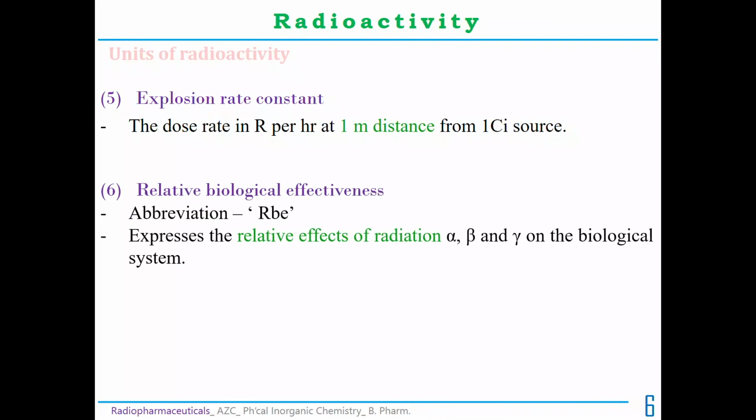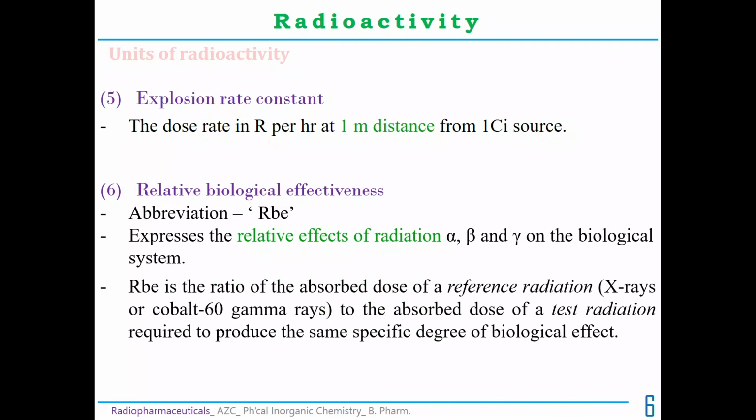Relative biological effectiveness. Abbreviation is RBE. It expresses the relative effects of radiation, alpha, beta, and gamma, on the biological system. RBE is the ratio of the absorbed dose of a reference radiation, X-rays or cobalt-60 gamma rays, to the absorbed dose of a test radiation required to produce the same specific degree of biological effect.